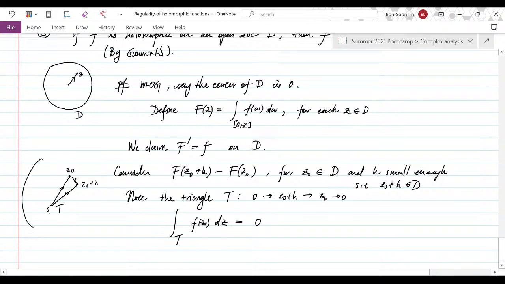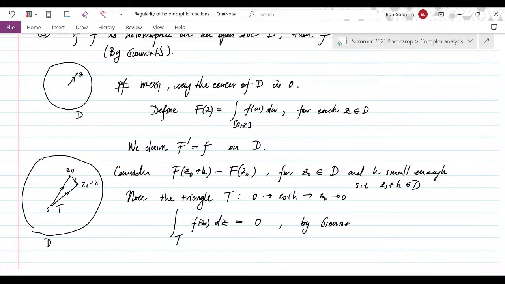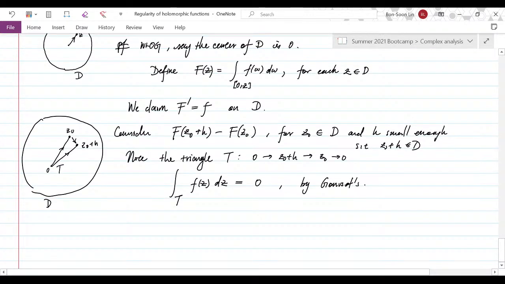Because this is well within our open disk D that f is holomorphic on, and this triangle, because these are line segments, is well within this D. So notice we have this by Goursat. Okay, so here's where we use Goursat.